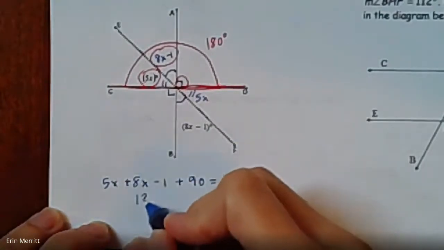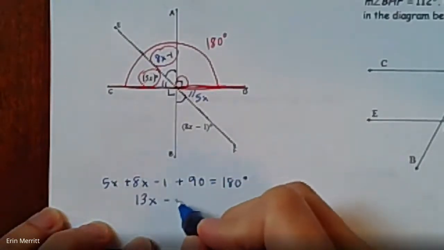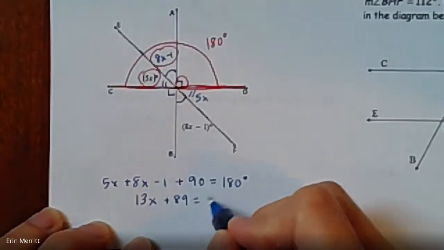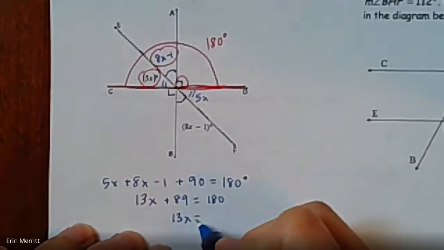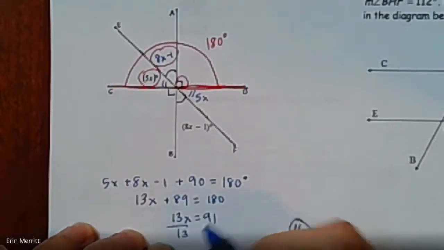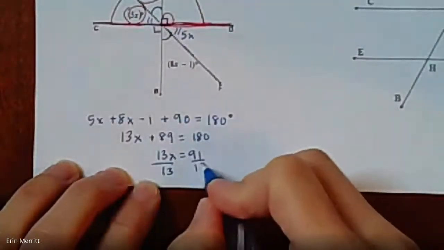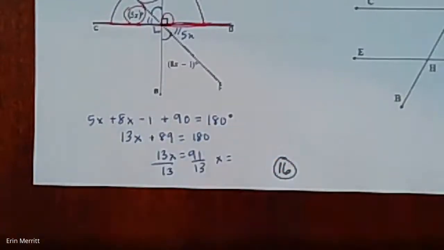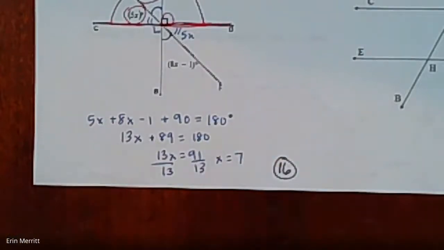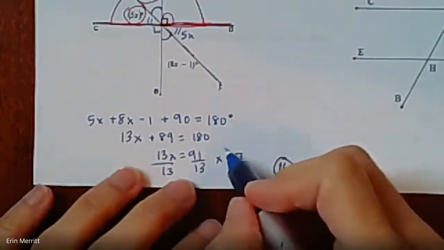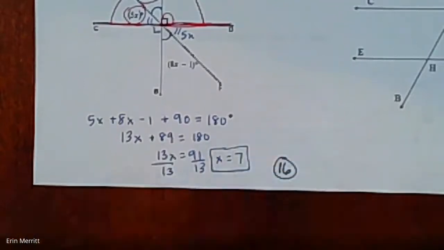Add it together and clean some things up. We get 13x plus 89. Subtract that on over. We're going to get 13x equals 91. Ooh, I'm just off the page. Divide by 13. And I can grab my calculator here. If I do 91 divided by 13, I get x equals 7. And then if I look at the directions, it just asks you for x for this one. So that's it. Right? If it asks you to find the angles themselves, then plug back in.